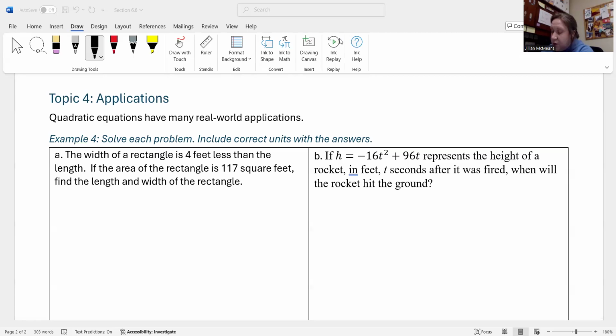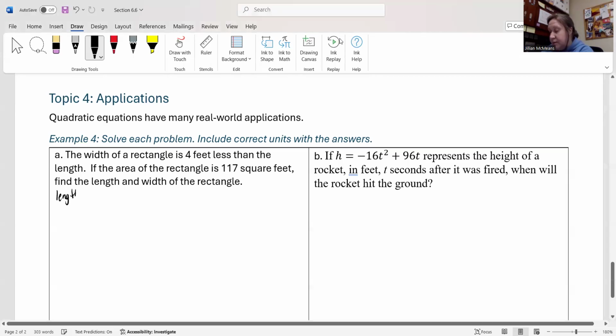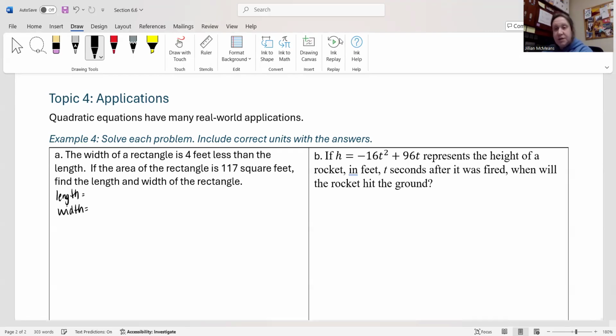Well, we have two things going on here, length and width. For me personally, I like to assign a variable that is different than length and width. It's my personal thing. You could certainly use a W or an L, but I like to use an X here. So we're going to have to go back to this idea of direct translation. We've done it tons in this class. We need to assign a variable to what we don't know.